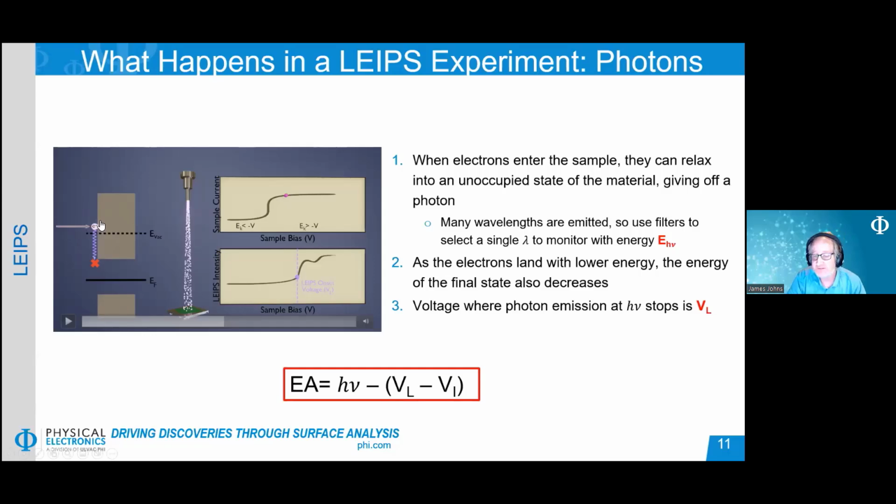And that is one key consideration when setting up your LIPE experiment. That has to happen. The other key consideration you'll notice is that we are measuring the current that flows through the sample, and that is an important part of this experiment.